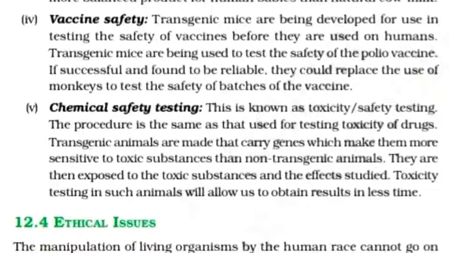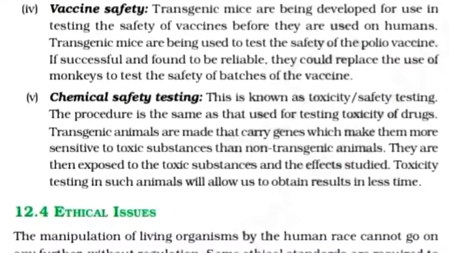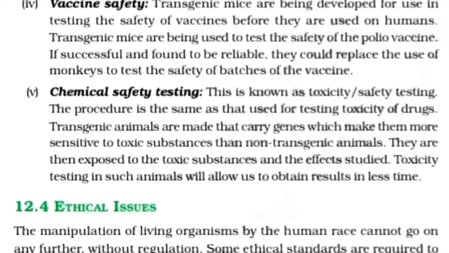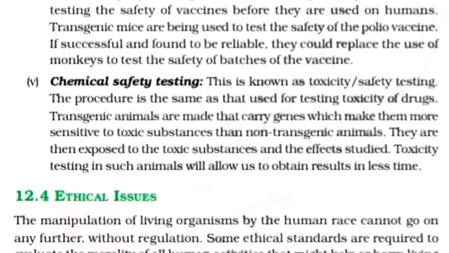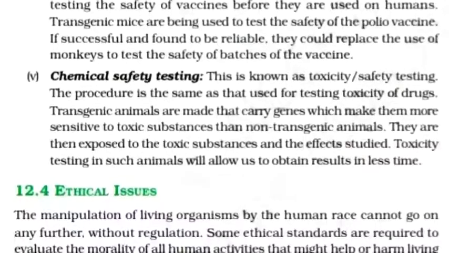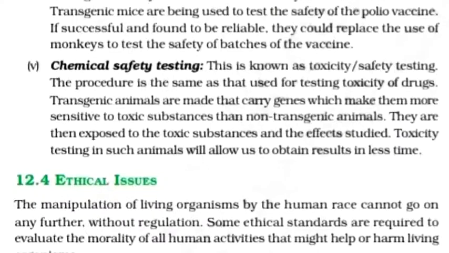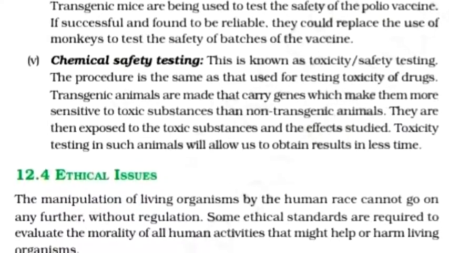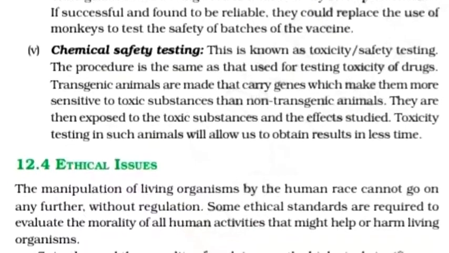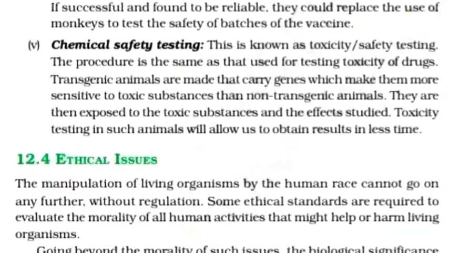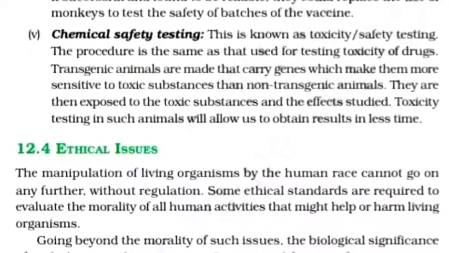5. Chemical safety testing. This is known as toxicity or safety testing. The procedure is the same as that used for testing toxicity of drugs. Transgenic animals are made that carry genes which make them more sensitive to toxic substances than non-transgenic animals. They are then exposed to toxic substances and the effects studied. Toxicity testing in such animals will allow us to obtain results in less time.